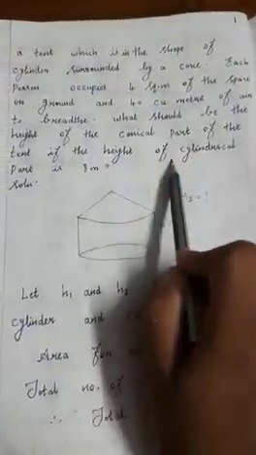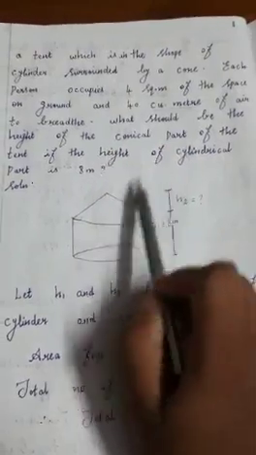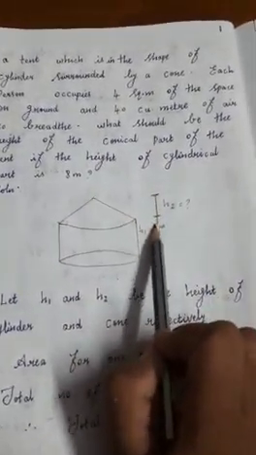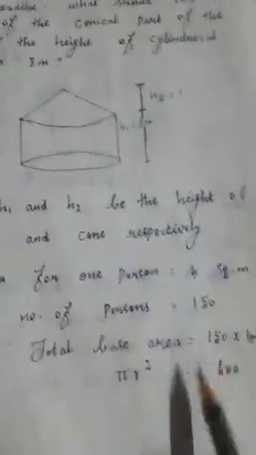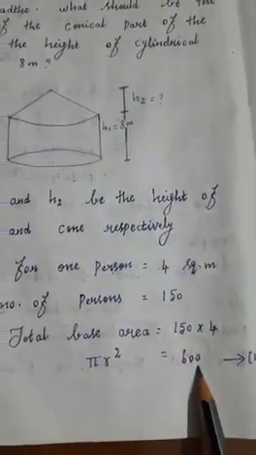Now in our question they have asked us to find the height. Only the height we need to find out, the height of the conical part. This height h2 only we have to find out. So how can we find it now? We know the volume, and we also know the surface area.